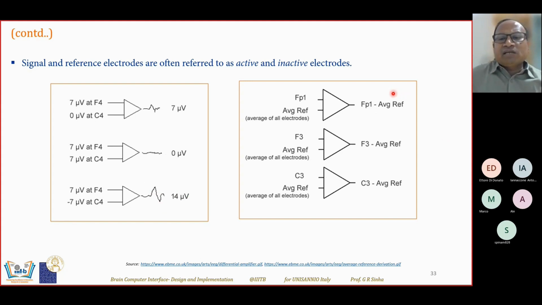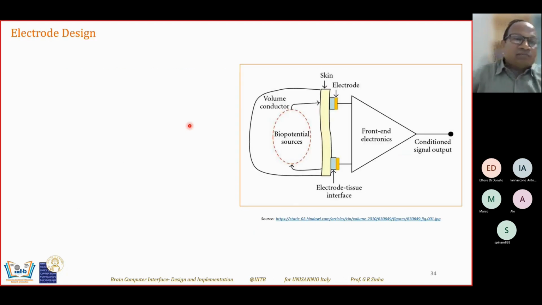And this is another interesting diagram, average reference. Sometimes the reference is computed as the average of all electrodes. So FP1 minus this one, F3 minus this one, and C3 minus this reference. So this is how the voltages are computed, and they are passed through the cable, and that particular voltage goes to the amplifier. This difference signal goes to the amplifier.